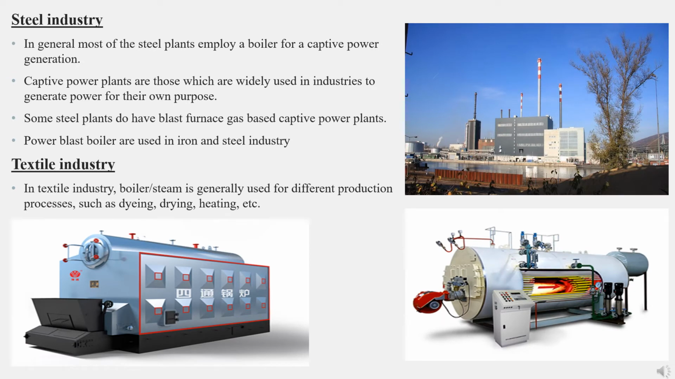Now, steam produced by a boiler is used in various industries such as the steel industry. It is used for captive power generation. Captive power plants are those which generate power for their own purpose. We generally use power blast boilers in the iron and steel industry. In the textile industry, steam is used for different production processes such as dyeing, drying and heating.